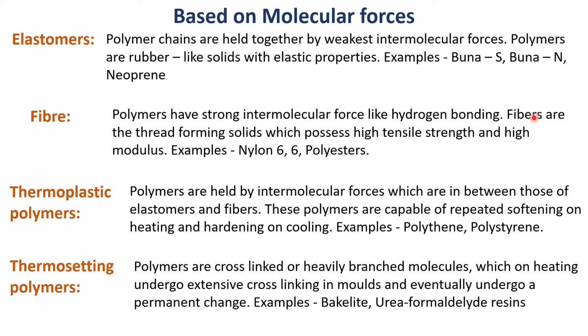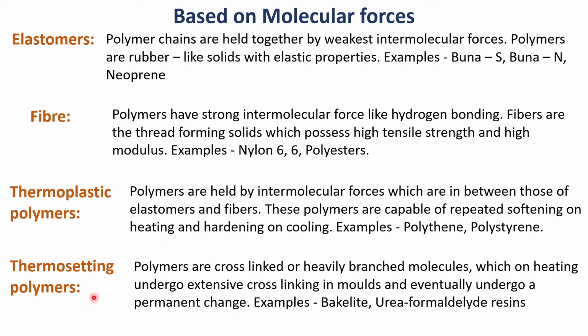Elastomers have the weakest intermolecular forces. Fibers have strong intermolecular forces. Thermoplastics are those which have intermediate forces. And if you heat thermoplastics, they will soften and thin down, and if you let them cool, they will harden again. These are basically convertible. If they get soft, they get hardened. The property can be changed by heating and cooling.